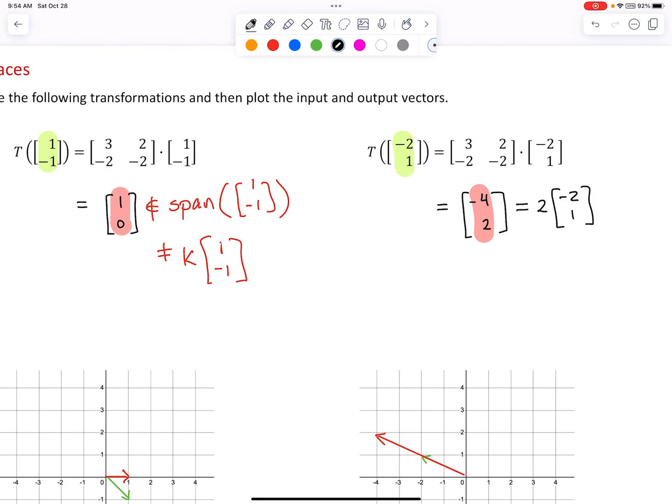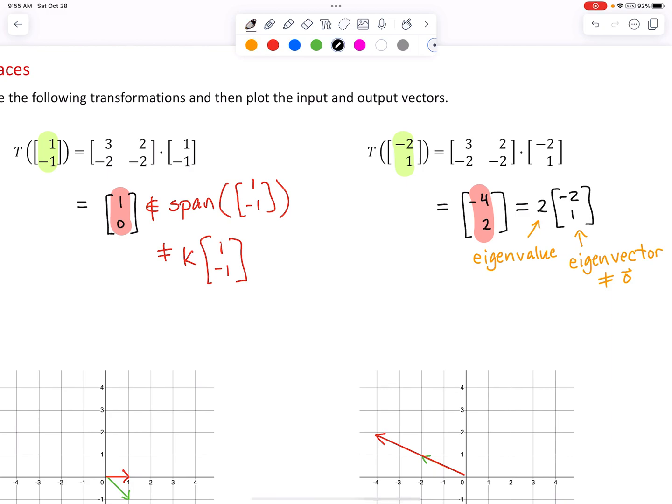Now, when this phenomenon happens, that is, matrix vector multiplication has the effect of doing a scalar multiple of the input vector, then we have some special terms for the scalar and for the input vector. This scalar 2 here is called an eigenvalue, and this input vector is called an eigenvector. Now, eigenvectors have to be non-zero vectors, but eigenvalues can be any real number.